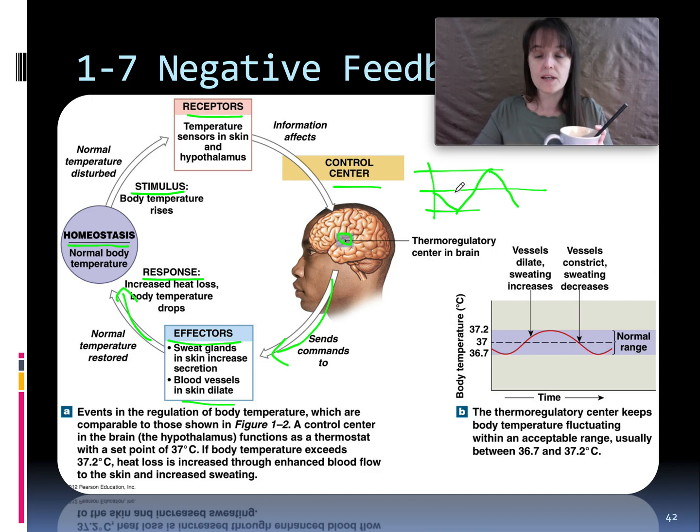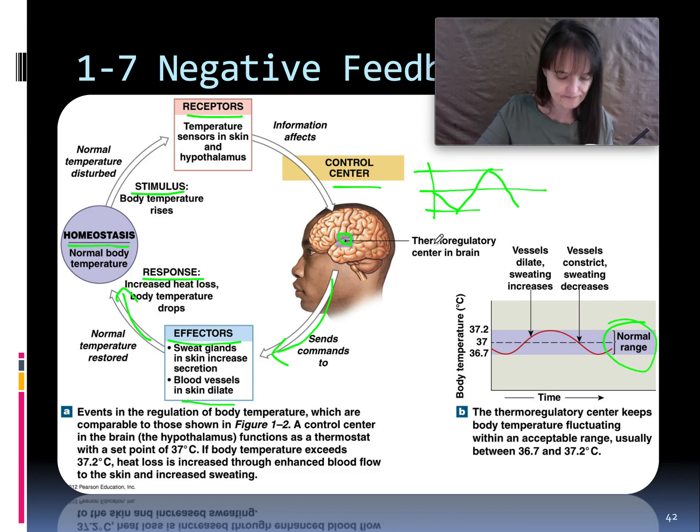So, negative feedback. If you get too cold, warm yourself up. You get too warm, cool yourself off. And this keeps you within your normal range. And so this is negative feedback, which is doing the opposite of whatever's wrong. So this will work for all of your body systems.